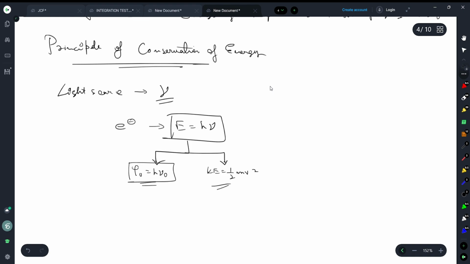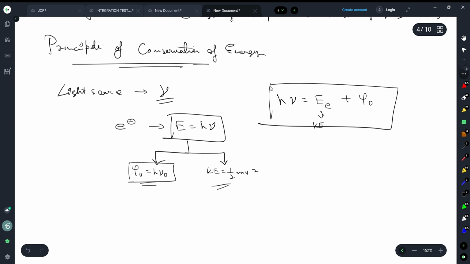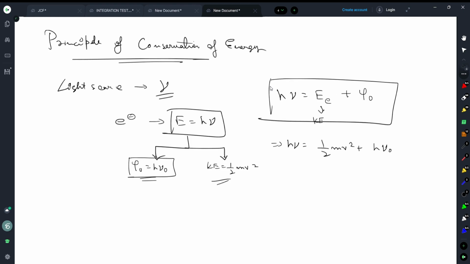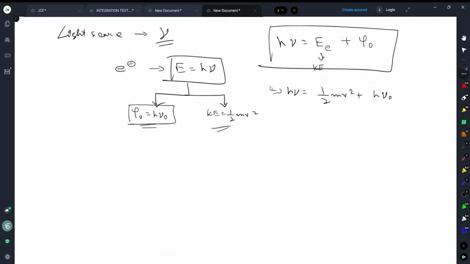So from here we can say that h nu is equal to the energy of the electron which it is using as its kinetic energy plus its work function, or rather we can say h nu is equal to half m v square plus h nu naught. Is it clear? So we can write it like this also.